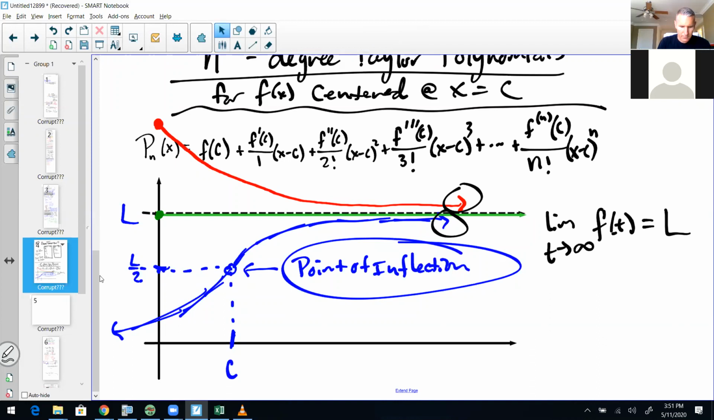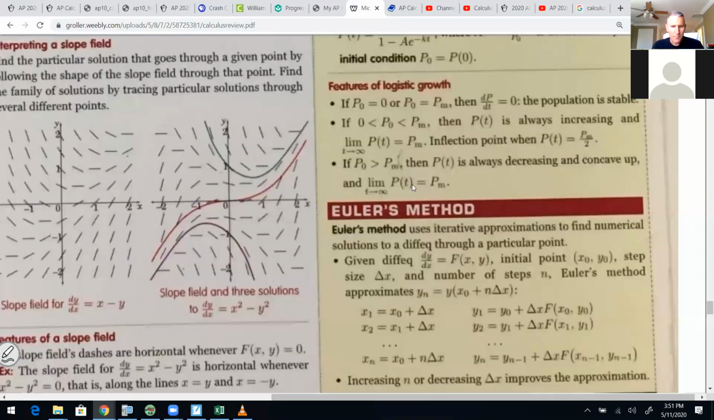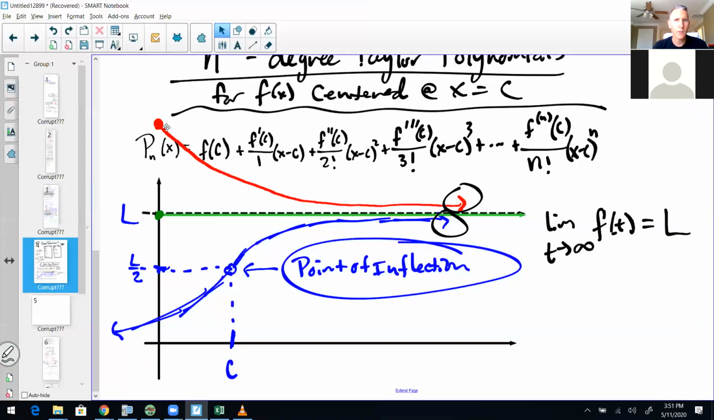Next, what do we got here? If the initial population is greater than the carrying capacity, then the function is always decreasing and concave up. And that's what I have with my red graph right there.